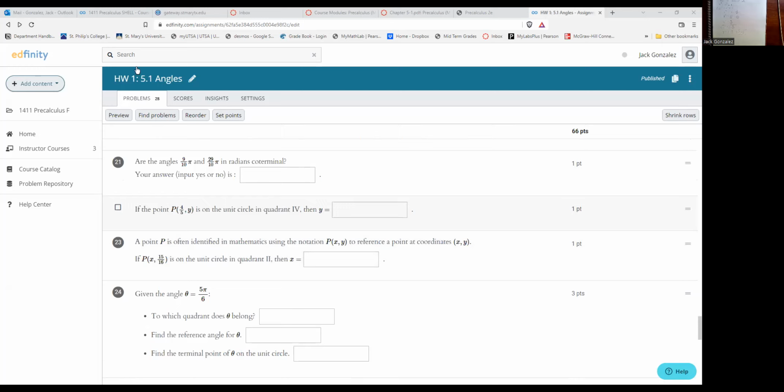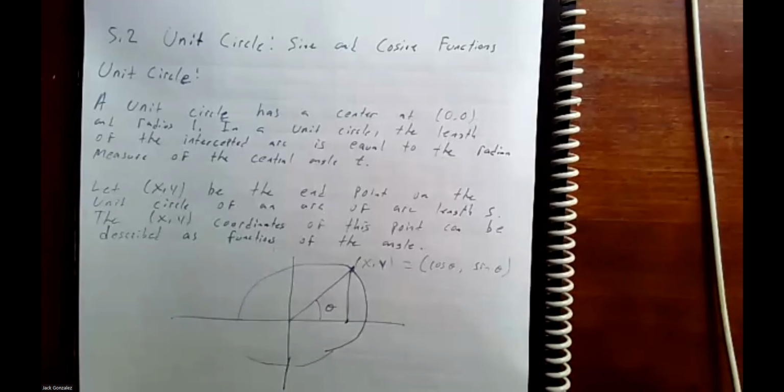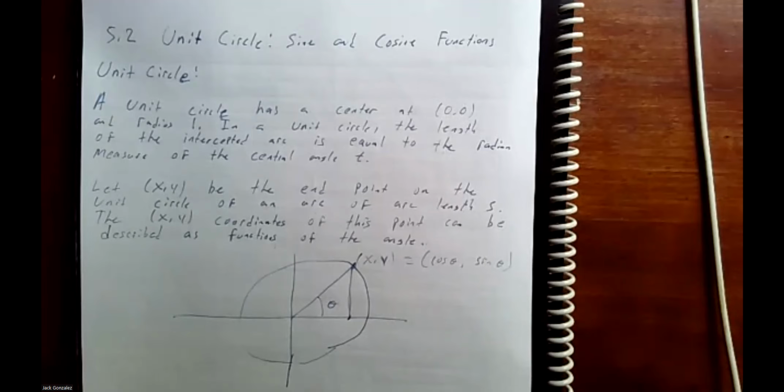All right, let's get to 5.2. All right, let's start 5.2. So this one's, I think, pretty straightforward. We'll mainly be using the unit circle that I gave you. I'm not going to force you to memorize anything. You can use that whenever you want, as I said, a separate sheet during your exams.